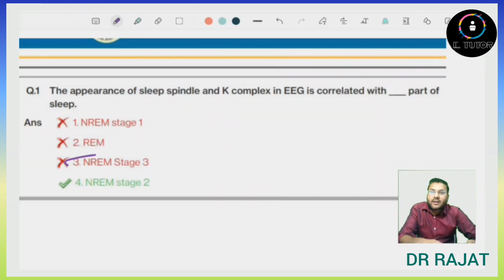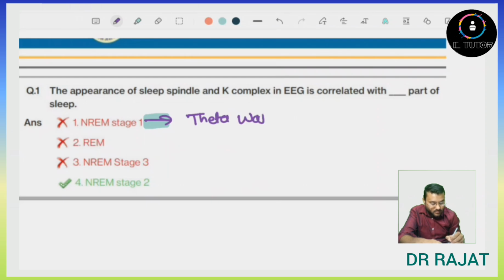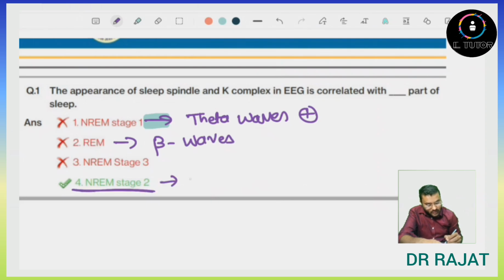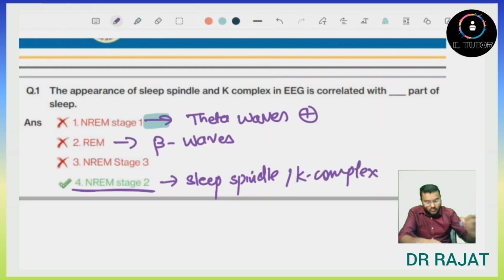So next question is, the appearance of sleep spindle and K complex in EEG is correlated with which part of sleep. So if we talk about NREM1, then theta waves are present. For REM, beta waves are present. For NREM, it is sleep spindle. NREM2, it is sleep spindle and K complex. So the answer here is option number 4, NREM2.